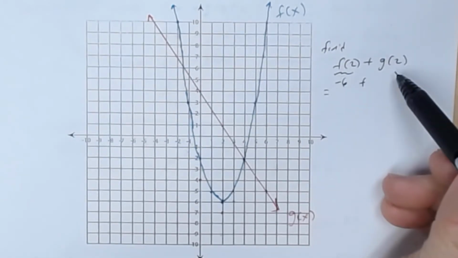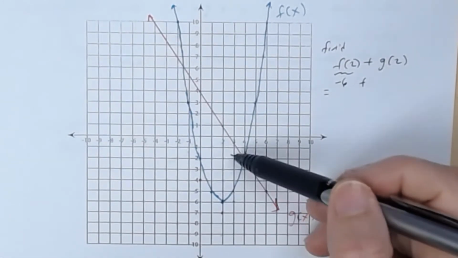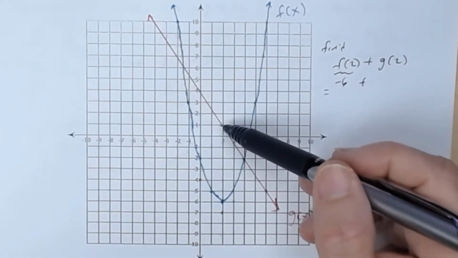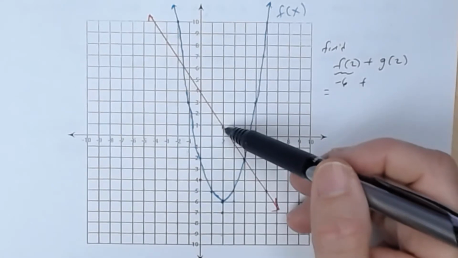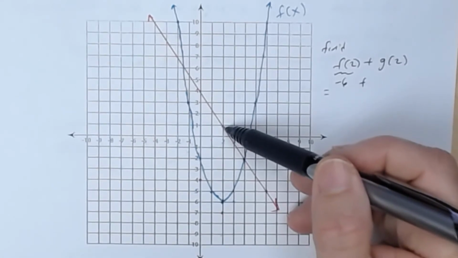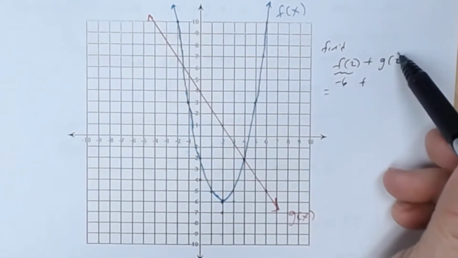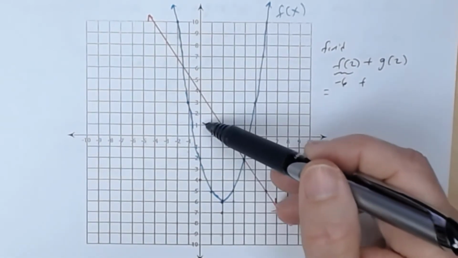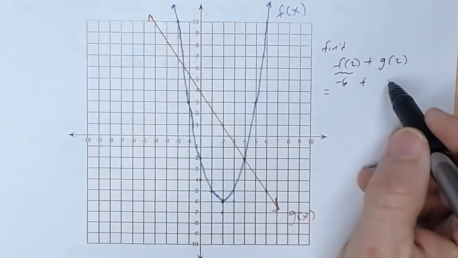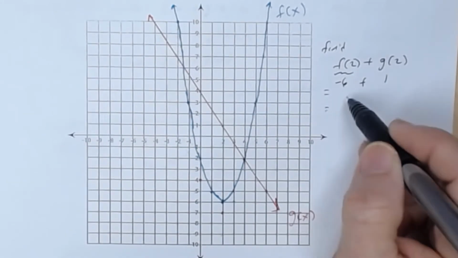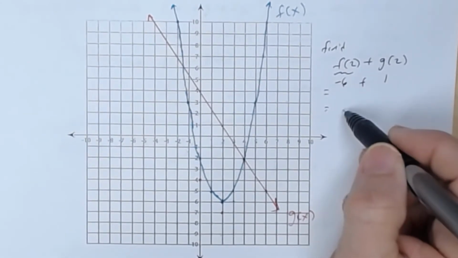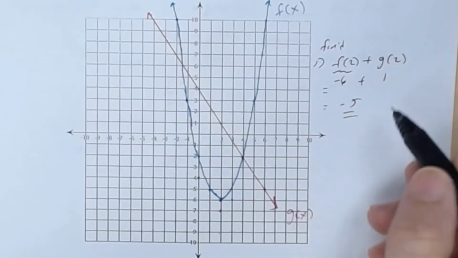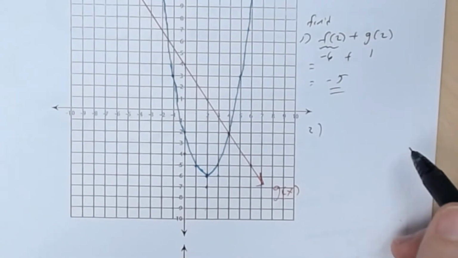And so again, I go to the x-axis, I locate 2. I locate the point on function g, which is the line. So that's this right here. And remember, you're trying to find what's the y value when x is 2. So my y value when x is 2 is 1. And so therefore, f of 2 plus g of 2 is equal to negative 5. Okay? All right, so let's do one more or a couple more just to give you the idea.